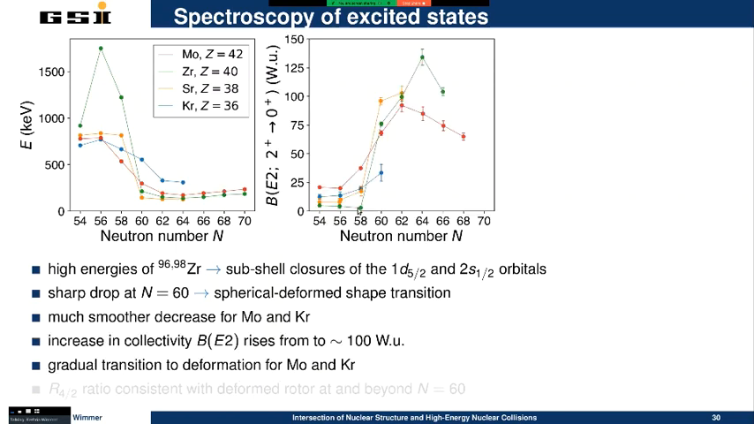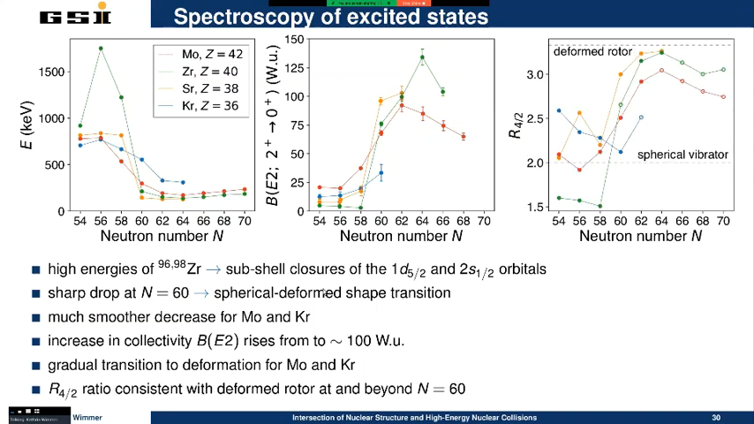And in the B(E2) value, you see the opposite. From zirconium-98 to zirconium-100, you have this jump in the transition strengths, where you go from single particle, a few Weisskopf units, to strongly collective, around 100 Weisskopf units. And again, in molybdenum and krypton, this is a much smoother transition.